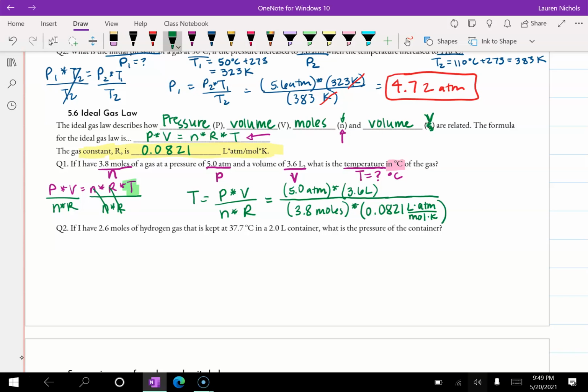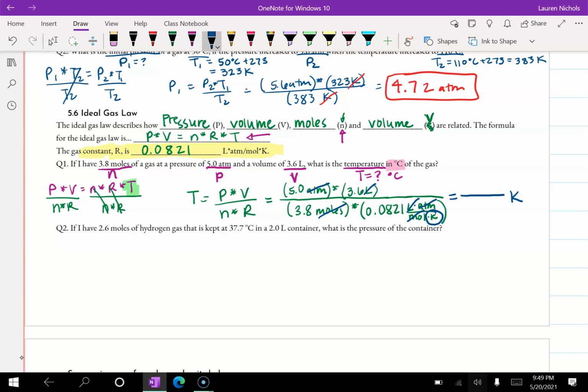Now I know you're like, Miss Nichols, why does this number have 4 units? I know, it's kind of crazy, but look, when atmosphere cancels out with atmosphere, liters cancels out with liters, moles cancels out with moles, and this is how you know that this temperature, this answer we get, is going to be in Kelvin. Okay, so I'm actually going to do this in 2 steps. I'm going to simplify the top first. Because we have 2 different sets of multiplication, doing this correctly in our calculator is really important.